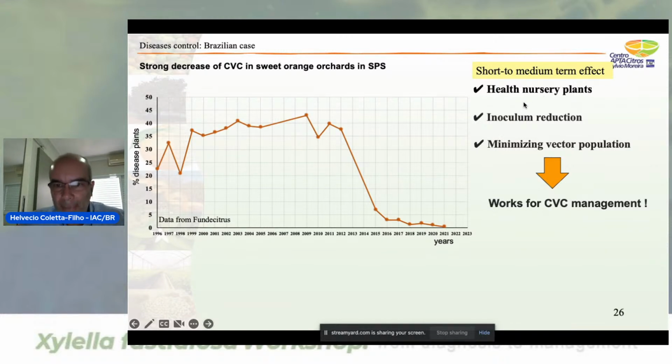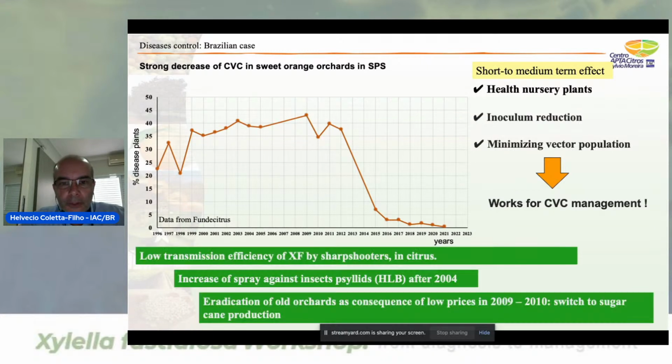Okay, and so in this technological package, we can say this one has a great responsibility for this strong decrease of the disease. But just to remember that you have a low transmission efficiency of Xylella fastidiosa by the sharpshooters in citrus.